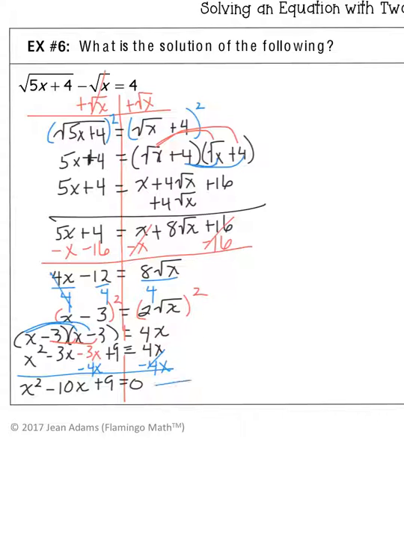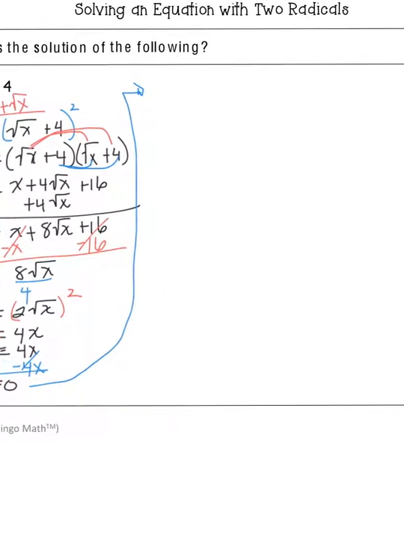Okay, so I'm going to do my work up here. You want to ask yourself, what factors of 9 add to give you 10? The factors of 9 that add to give you 10 are 1 and 9. So I'm going to move this over.